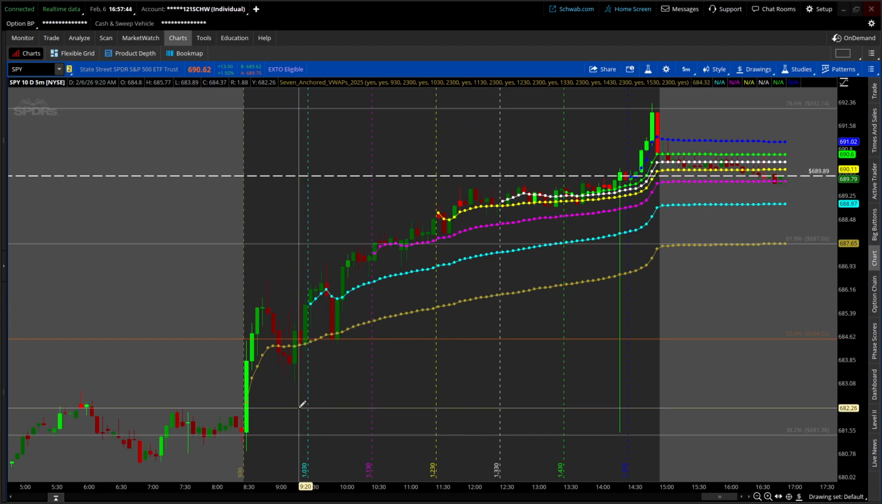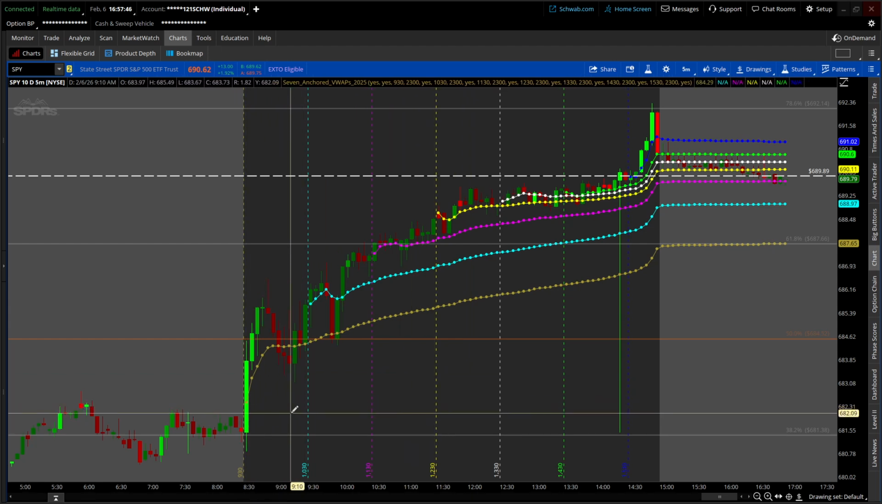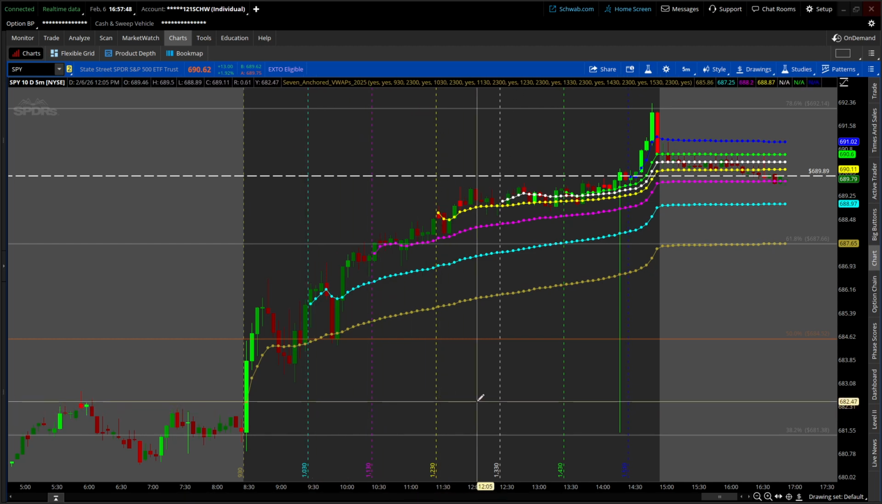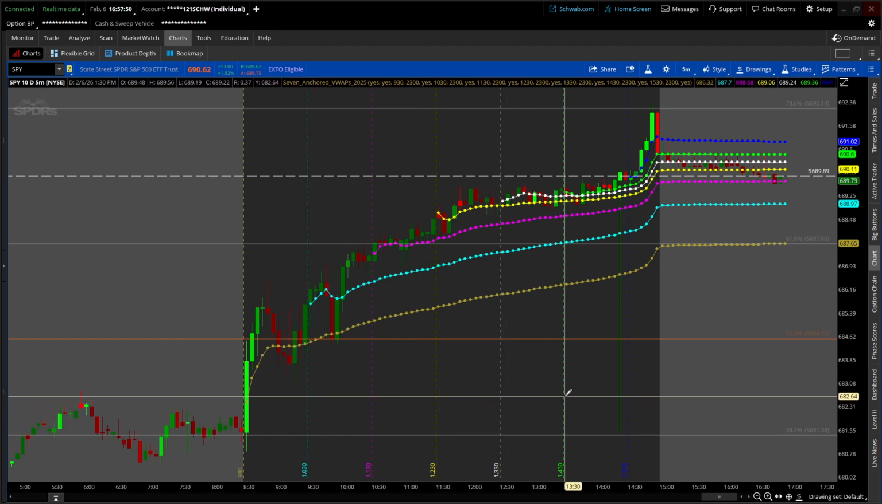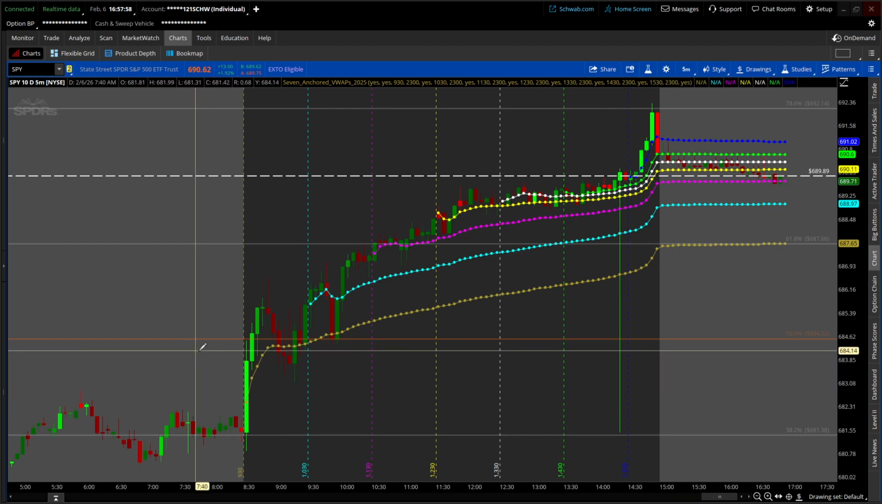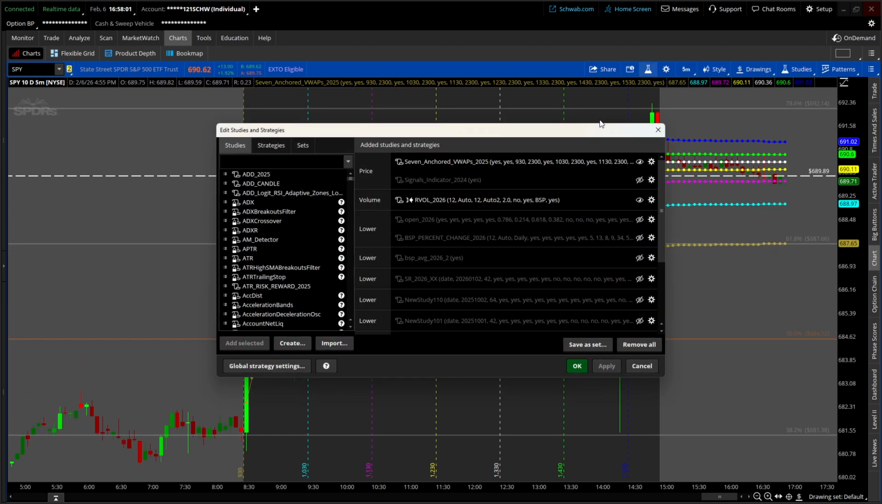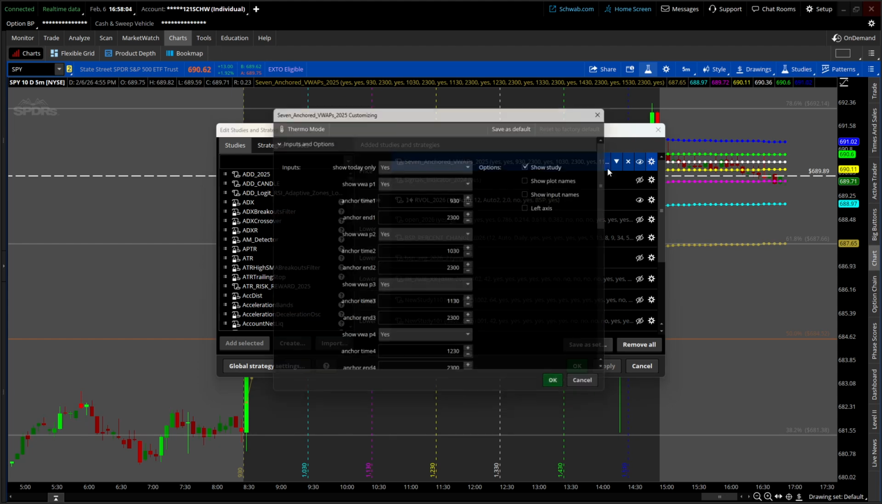The times that I've put in here right now are 9:30, 10:30, 11:30, 12:30, 1:30, 2:30, and the last 30 minutes of the stop of the day. Sorry about that, but the indicator is fully customizable. You can come in here, you can change different things.